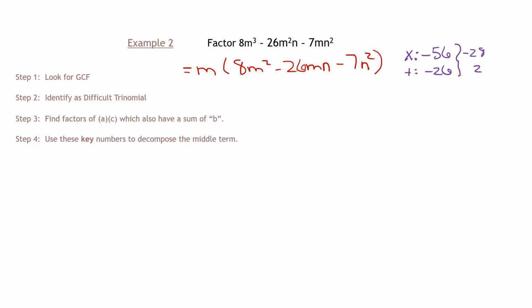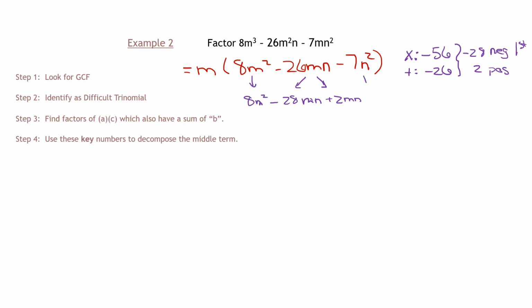Step 4 is to decompose the middle term with those key numbers. So I'm going to take that 26mn and I'm going to rewrite it using the 28 and the 2. And remember that if you have a choice between a negative and a positive over here, we're going to put the negative first. The negative will go first. That way we'll get a positive in the middle, which we need in between the brackets. So this is negative 28, and my letters have to match. mn, negative 28mn plus 2mn. And then the 8mn just comes down.